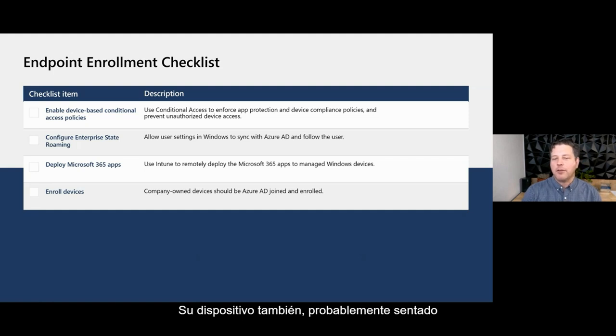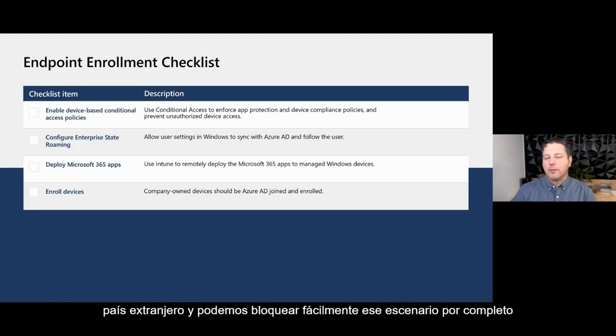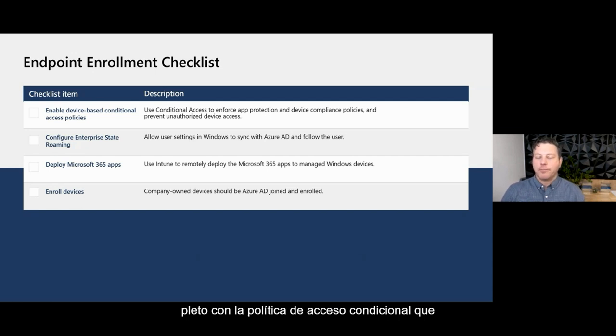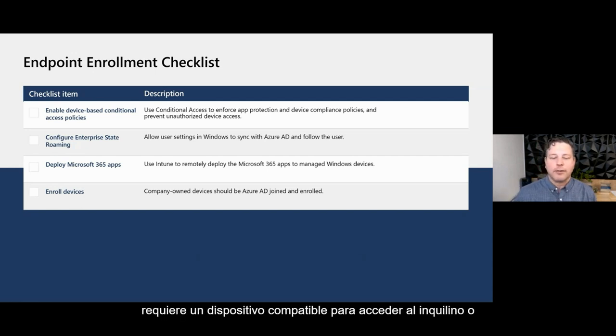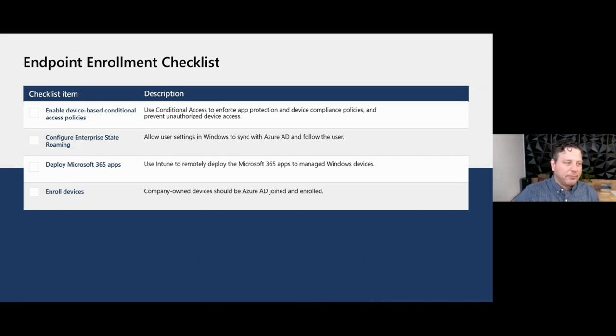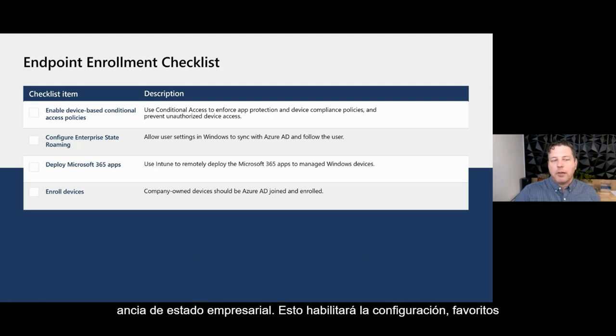They're probably using some device they don't want to be traced to in a foreign country, and we can very easily block that scenario entirely with a conditional access policy that requires a compliant device in order to access the tenant or to access certain areas of the tenant. I also recommend we configure enterprise state roaming. This will enable the settings, favorites, and other nice things to travel with the user.